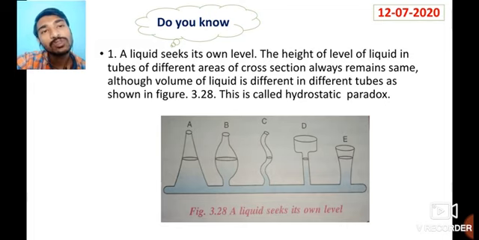Now I am going to pour some liquid from this top A. What will happen? Here the height of the level of liquid in different tubes will remain the same. So we will call this a hydrostatic paradox.